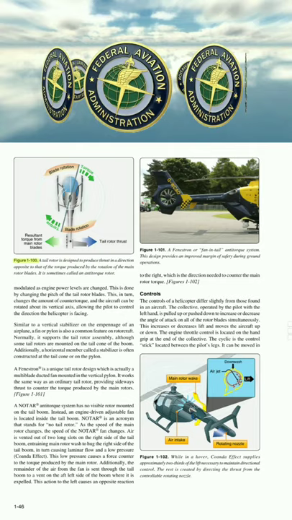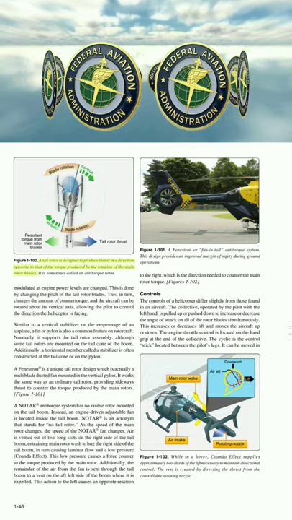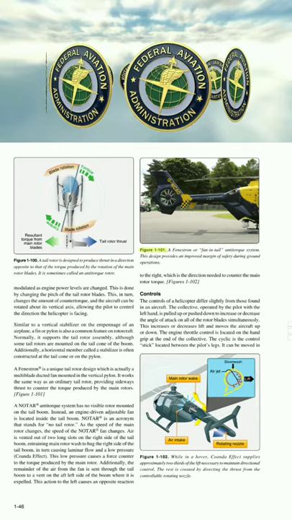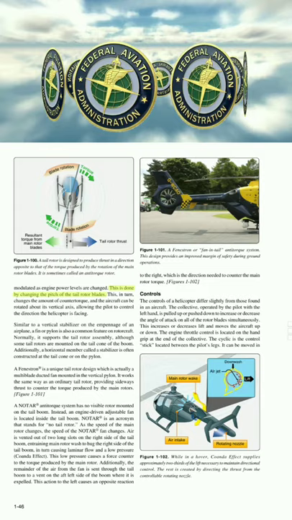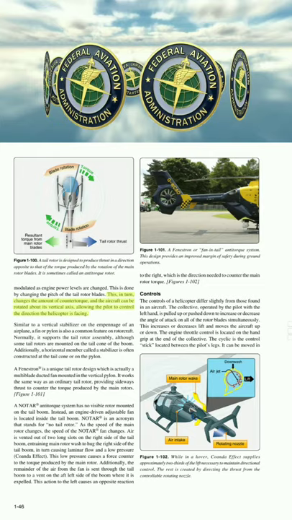A tail rotor is designed to produce thrust in a direction opposite to that of the torque produced by the rotation of the main rotor blades. It is sometimes called an anti-torque rotor. Figure 1101. A fenestron or fan and tail anti-torque system. This design provides an improved margin of safety during ground operations. Modulated as engine power levels are changed. This is done by changing the pitch of the tail rotor blades. This, in turn, changes the amount of counter torque, and the aircraft can be rotated about its vertical axis, allowing the pilot to control the direction the helicopter is facing.